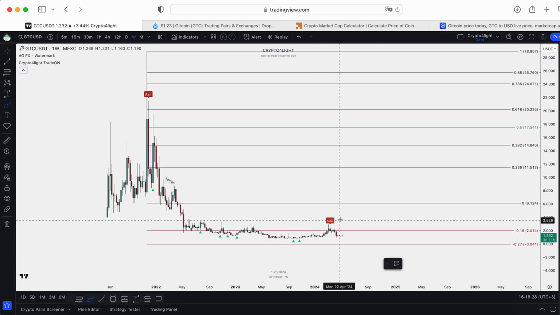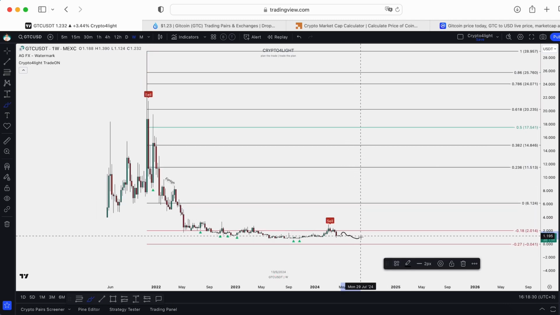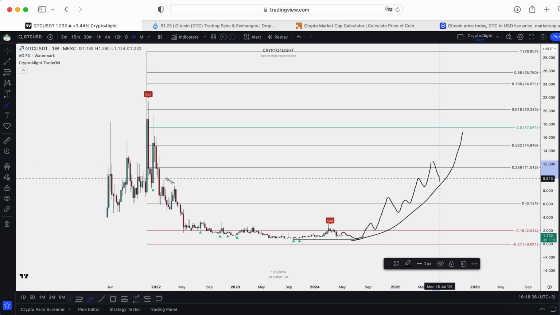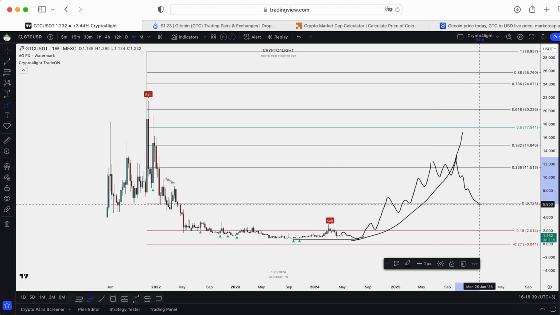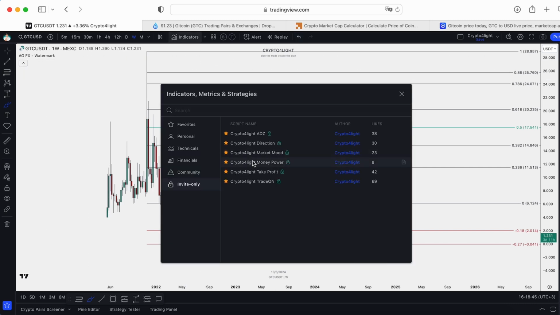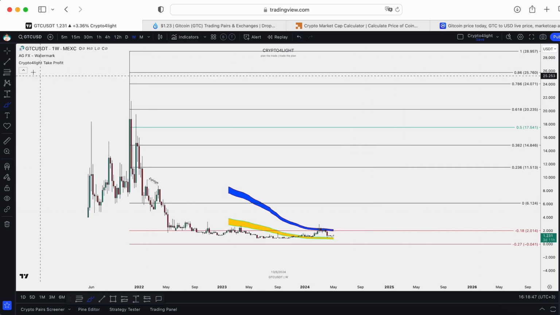So potential targets, I would like to see something like this one: sweep of low, retest, and start building the order flow, right? Bullish order flow. Then maybe retest and go into a new high. So that's the point, right, for this coin. And the last indicator is take profit. Take profit, what is good?